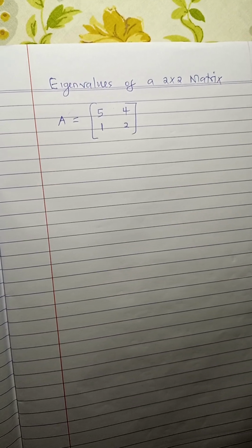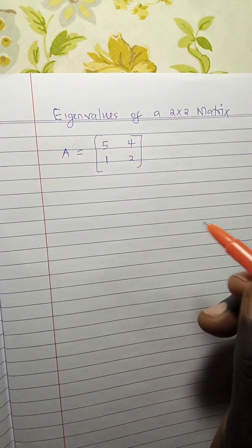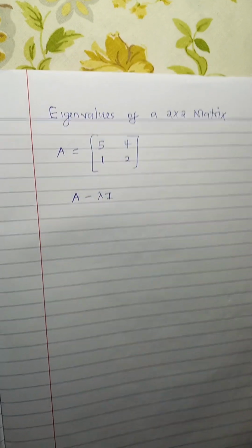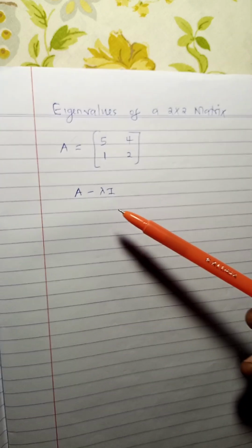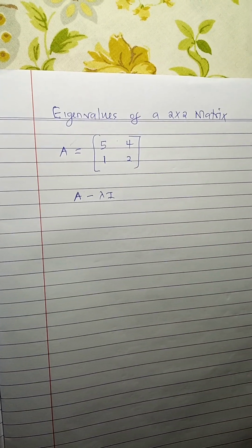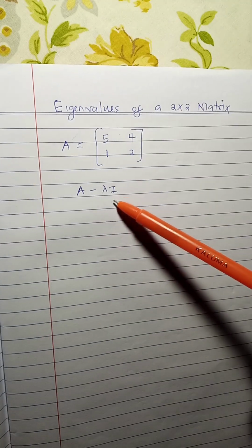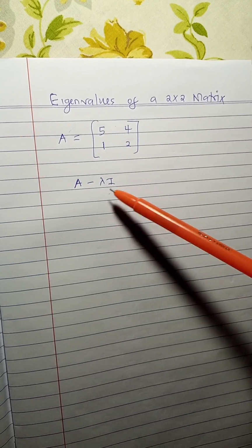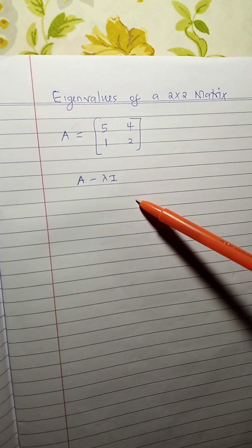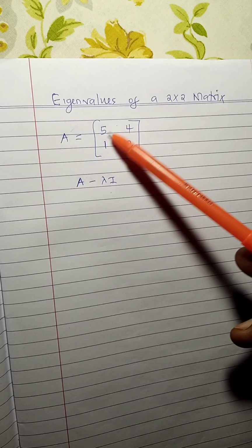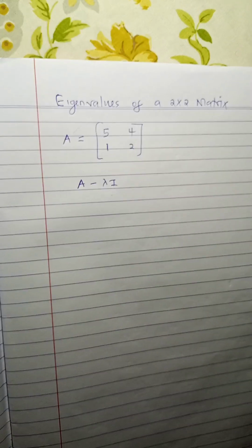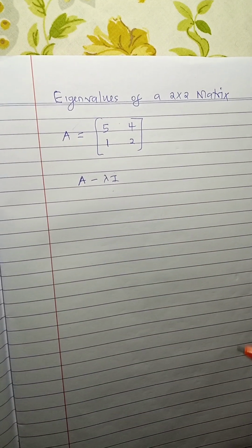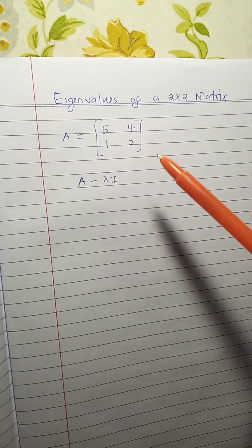So the first step that we will take is A minus lambda I. We subtract lambda I from the matrix given. Lambda I is just the product of lambda with the identity matrix, which has the same order as the matrix given. So this is a 2 by 2 matrix, and the identity matrix will also be 2 by 2.